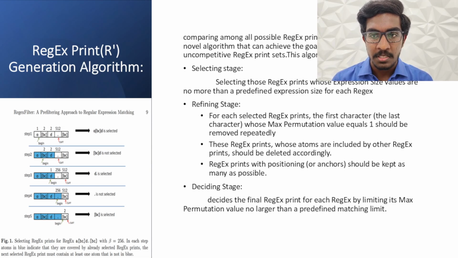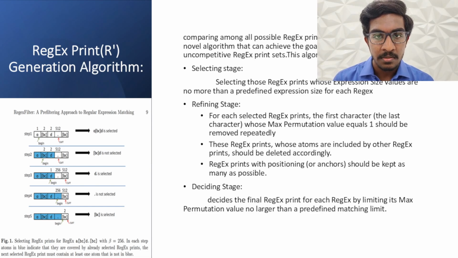The refining stage represents that for each regex print, the first character whose maximum permutation value equals 1 should be removed. So maximum permutations are removed in order to reduce the complexity. Those regex prints whose individual subsets are included by other regex prints should be deleted accordingly. This is also to reduce the complexity. Regex prints with positioning should be kept as many as possible. This condition is very important as it decides the perfect regular expression print for the actual regular expression.